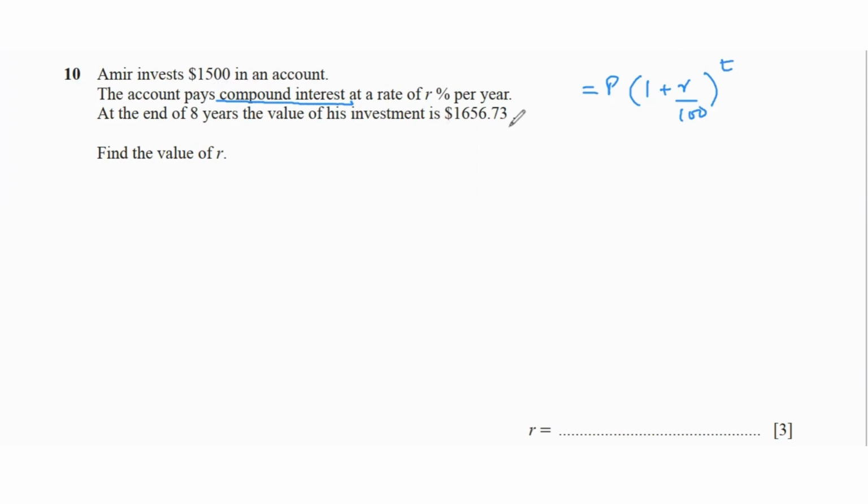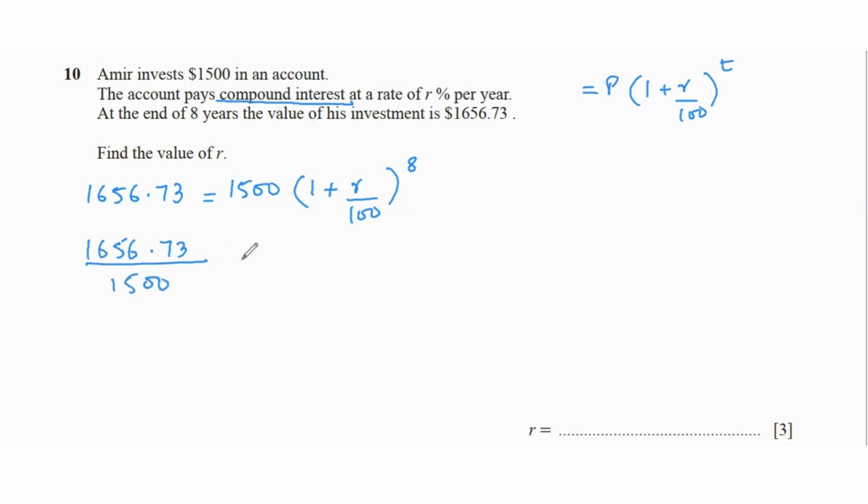So our final investment is 1,656.73, which equals the initial amount 1,500 times 1 plus R over 100 to the power of 8, because we're looking at the investment after 8 years. So first we divide 1,656.73 by 1,500. And that's going to give us 1.104486.